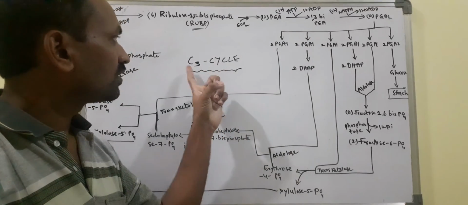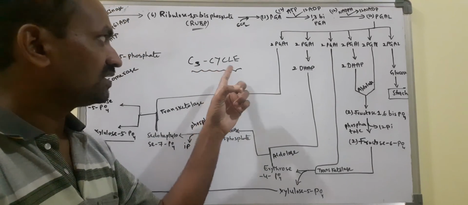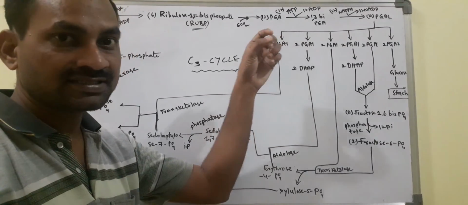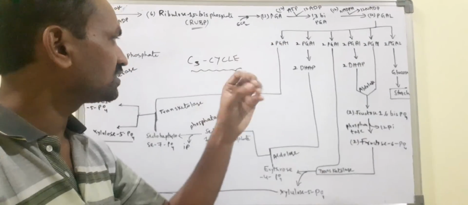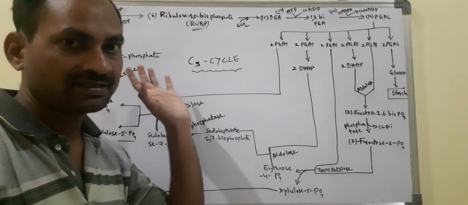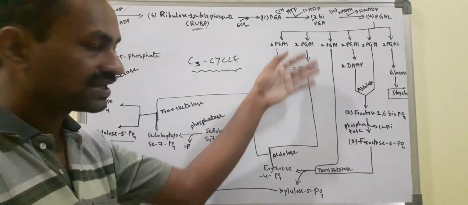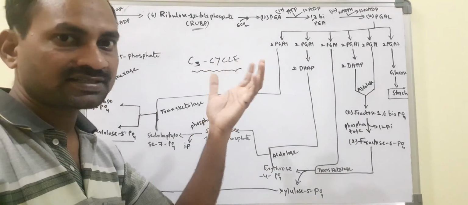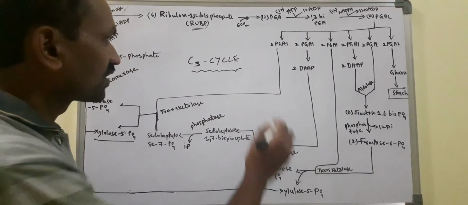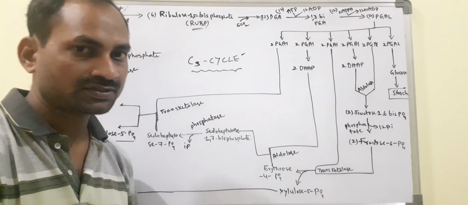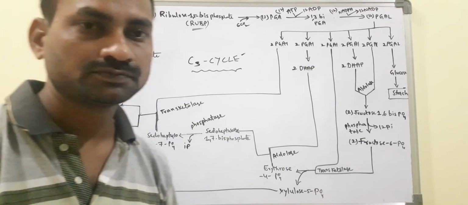We call it the C3 cycle because the first formed compound, phosphoglyceric acid, is a 3-carbon compound. That's why this cycle is called the C3 cycle. The plants in which this cycle occurs are called C3 plants also. Hope you understood. Okay. Thank you.